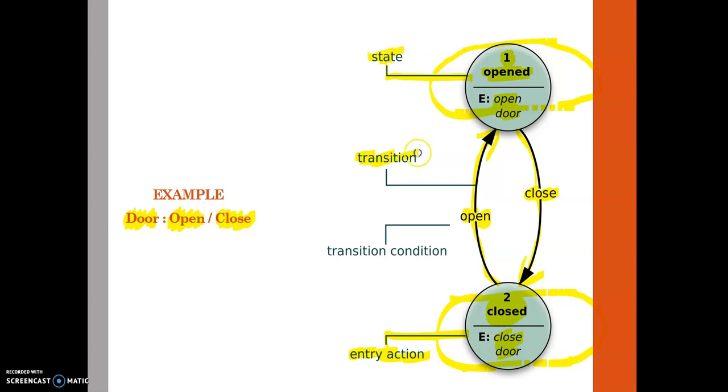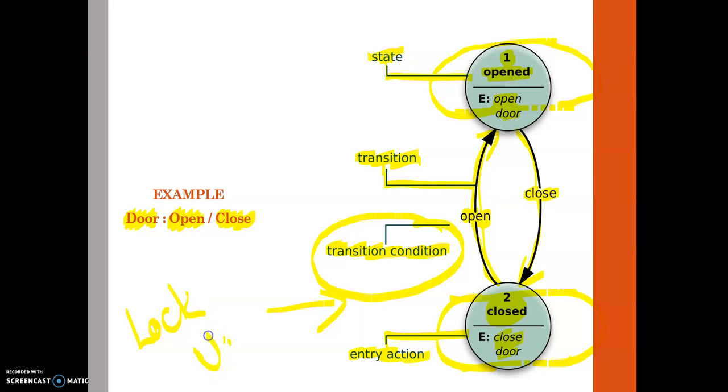Now this is the transition which we show through the arrows, and the transition condition. So what is the condition? Because it is closed, I am just opening it. Now you can draw this in more detail, like if it is closed, in that case you can lock it, right? You can lock it, you can unlock it. So other states also you can think about, right? But the basic is this is a simple example to understand the state chart diagram. More examples we will discuss in the next part.